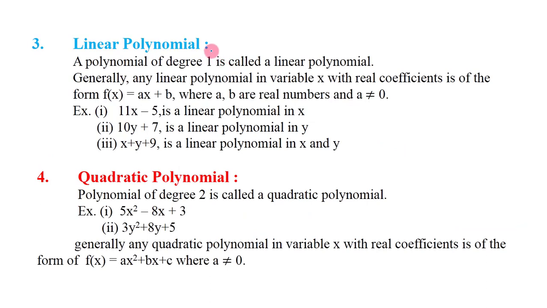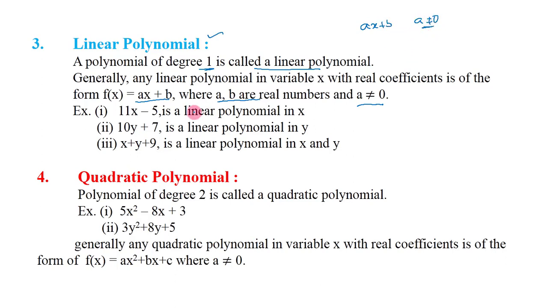Let us say the next type of polynomial, that is a linear polynomial. Linear polynomial means what? A polynomial with a degree 1 is called a linear polynomial. In general, any linear polynomial in the variable x with real coefficients is of the form ax plus b, where a and b are real numbers and a should not be equal to 0. That means the standard form of a linear polynomial is ax plus b, where a is not equal to 0.